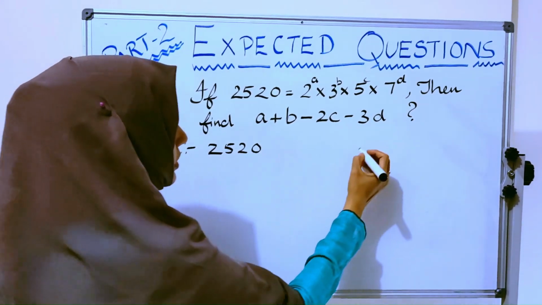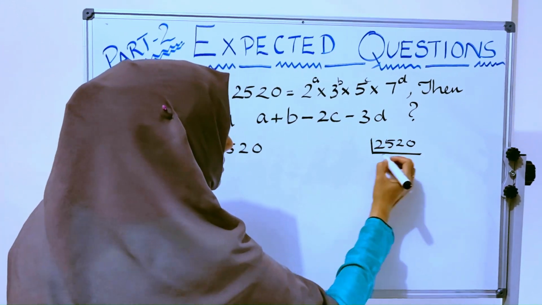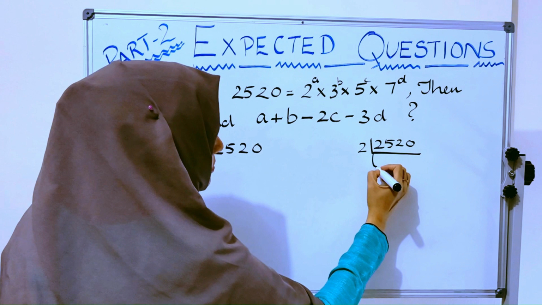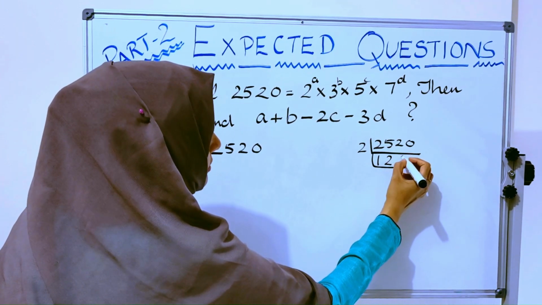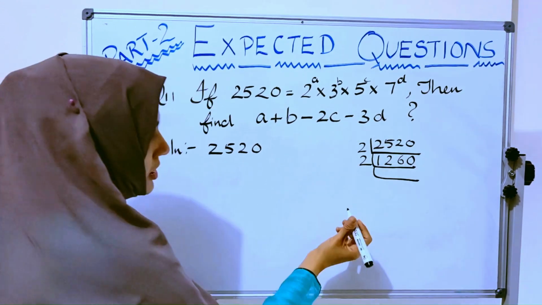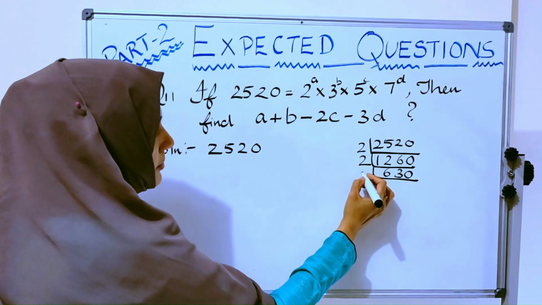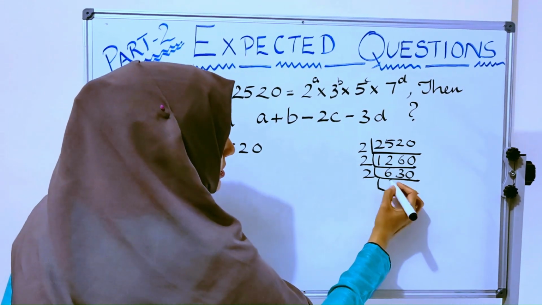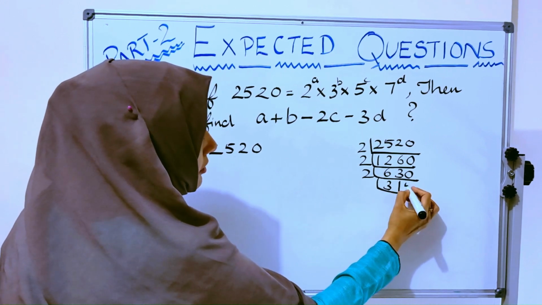2520 is an even number. Start with 2. 2 into 1 is 2, difference 1, 12 will 6 times, 0. Again 2: 12 will 6 times, 6 will 3 times, 630. Again 2: 6 will 3 times, 3 will 1 time, difference is 1, 10 will 5 times.